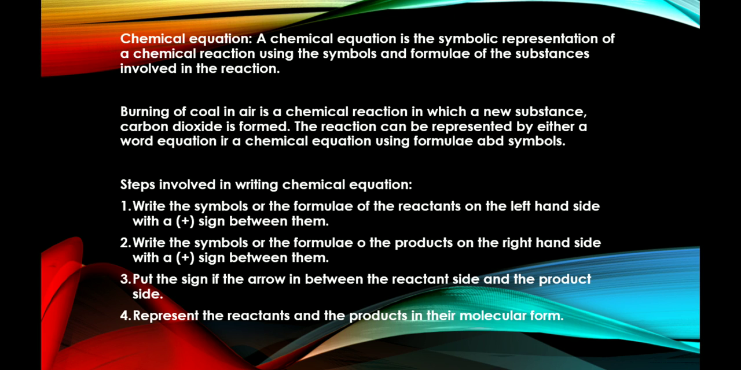Now, the steps involved in writing a chemical equation. Number 1. Write the symbols or the formulae of the reactants on the left hand side with a positive sign between them. Second one, write the symbols or the formulae of the products on the right hand side with a positive sign between them. Third one, put the sign of the arrow in between the reactant side and the product side. Then fourth one, represent the reactants and the products in their molecular form.